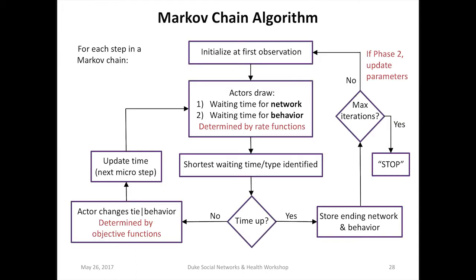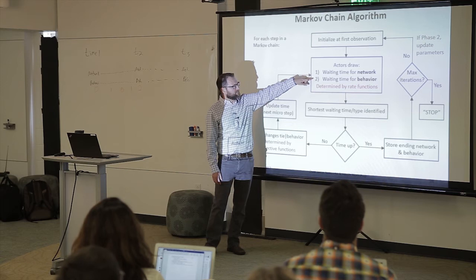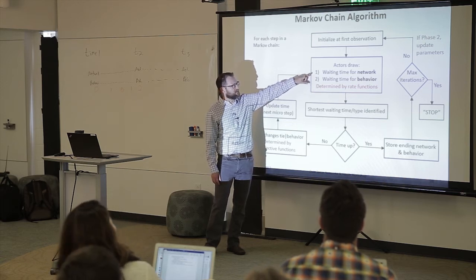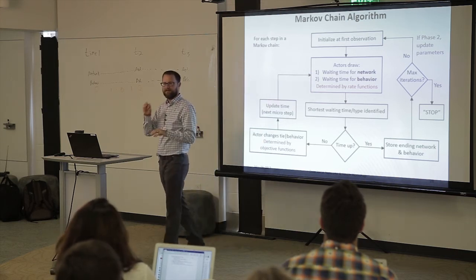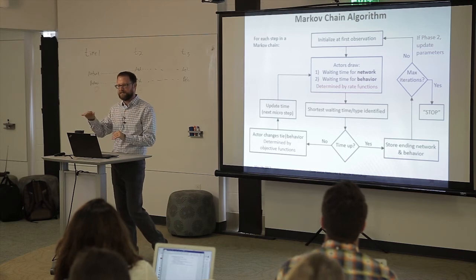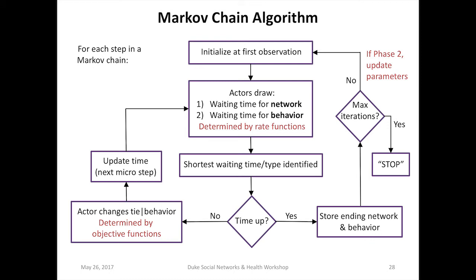Here's the algorithm broken down. I'm not going to walk through it, but you can study it later. The main thing to note is that it's a circle. We just keep doing the same thing over and over again, and at some point we'll jump out and report some results. I'll point out one box here. The first step of the simulation is again based on this rate function. We assign everybody a random time based on these functions and pick someone, and they're going to change their network or their behavior. We do all this for that person, then come back and pick again. Maybe rarely it'll be the same person, but occasionally that can happen. We go through and pick actors, and usually have thousands of microsteps.